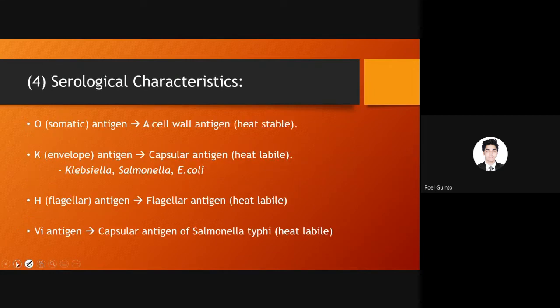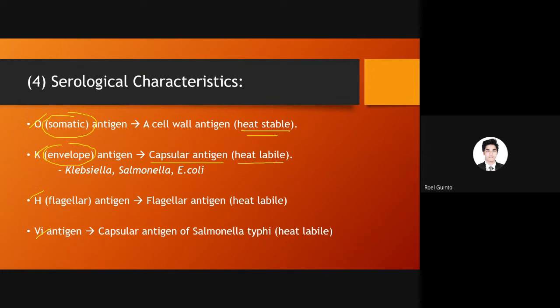Next, what are the four serological characteristics of Enterobacteriaceae? So we have the O antigen, K antigen, H antigen, and the V antigen. This O antigen, also known as the somatic antigen, is a cell wall antigen that is heat stable. Next, we have the K antigen or the envelope antigen. This is also the capsular antigen, which is heat labile.